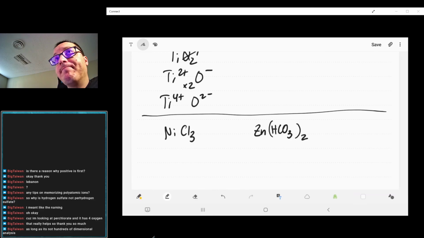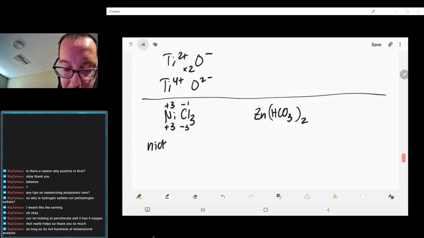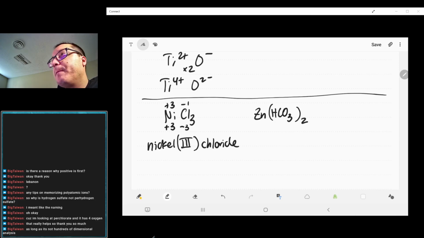All right. Looking at these. Okay, we see we have nickel and chlorine going on here. We know that chlorine takes a charge of -1, which means overall this is -3 for the 3 chlorines, which means we need +3 for our nickel. There's only 1 nickel, so that nickel must be +3. Nickel 3 chloride.